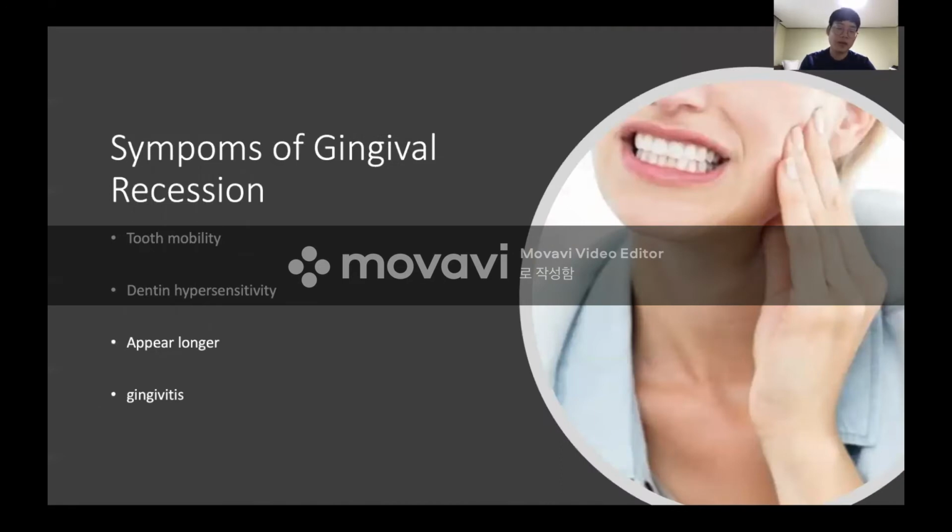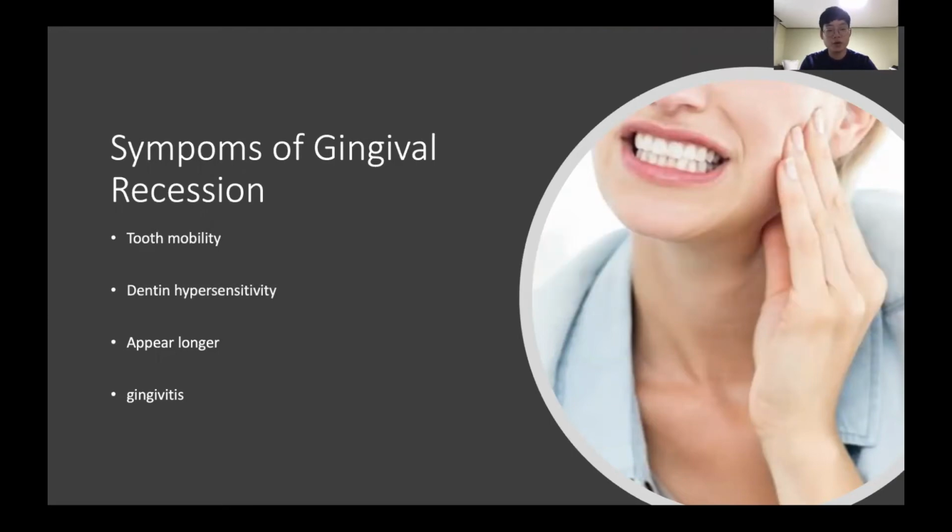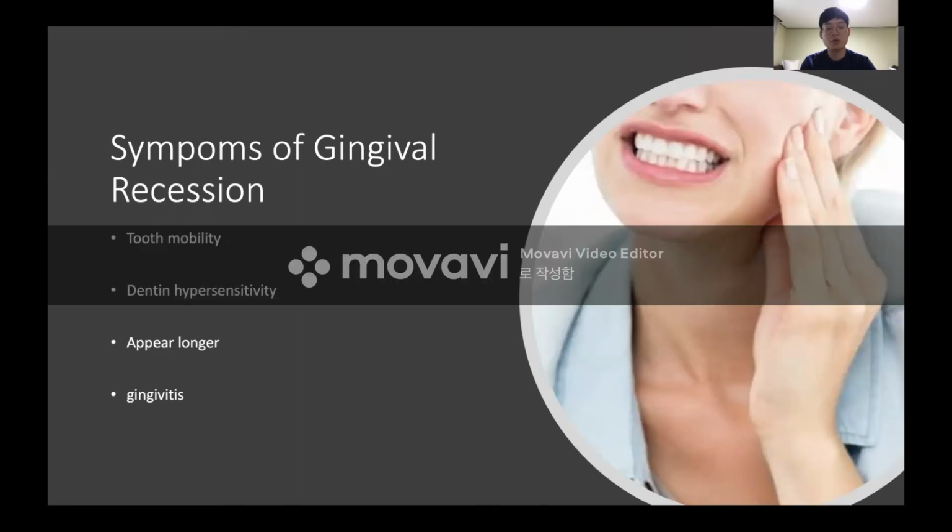Now we have known the basics and causes of gingival recession, we have to know the symptoms of gingival recession. First, the basics about the symptoms. Gum recession is generally not an acute condition. In most cases, receding of gums is a progressive condition that occurs gradually over the years.